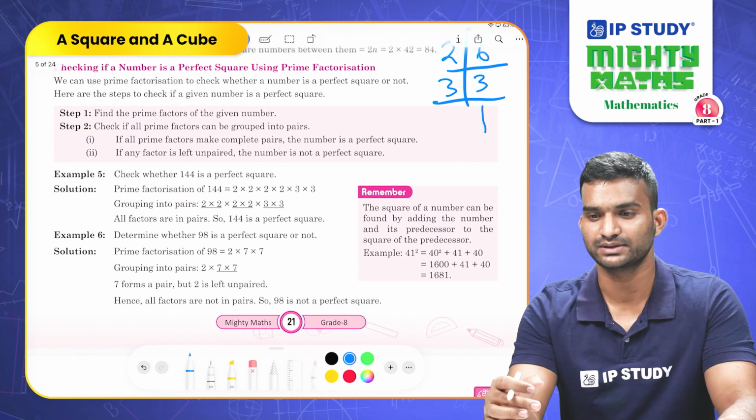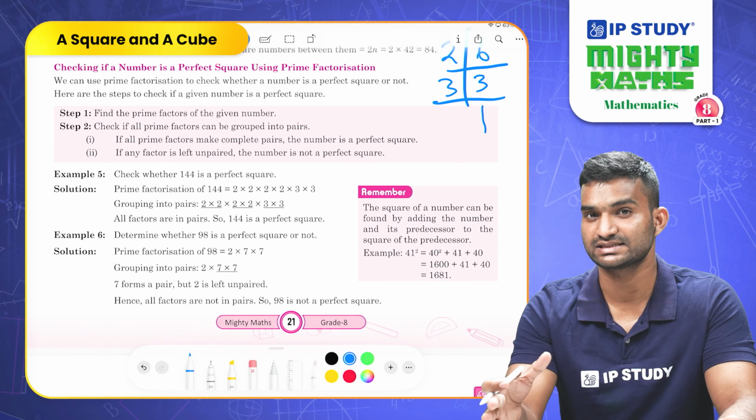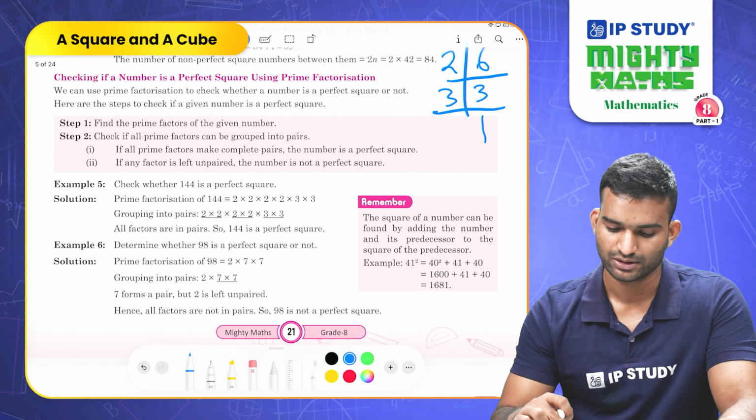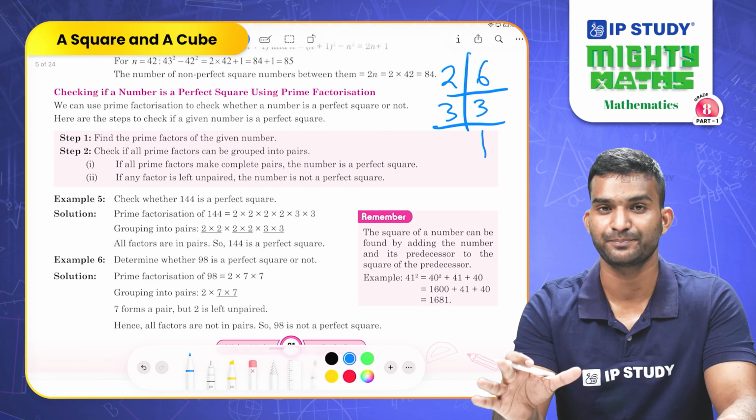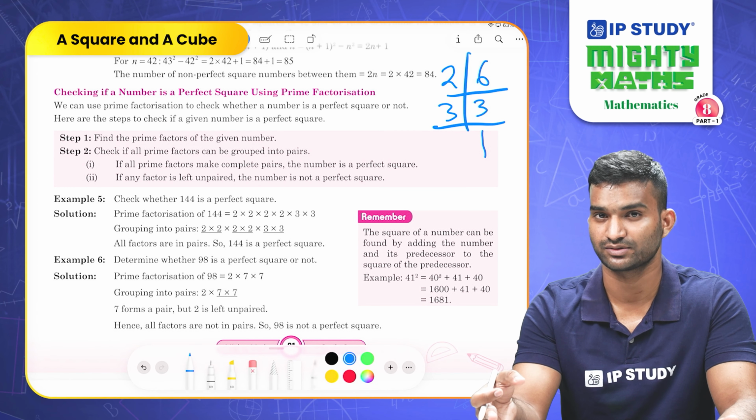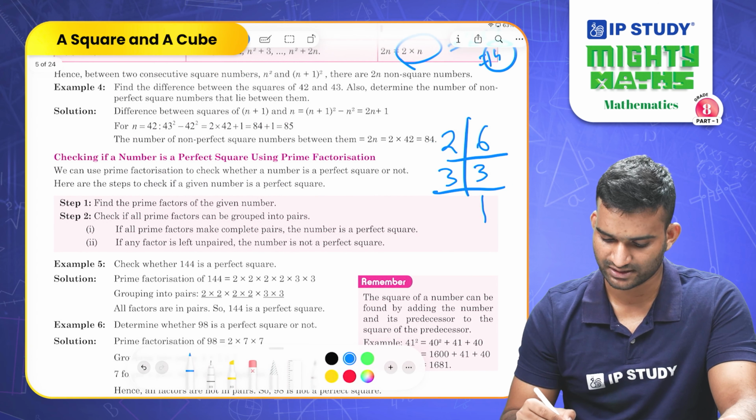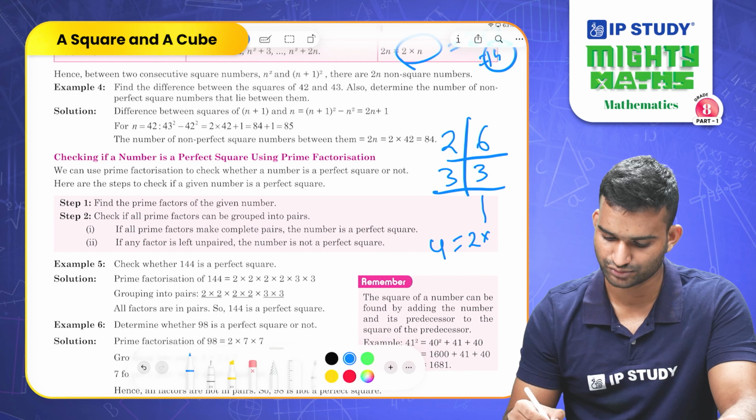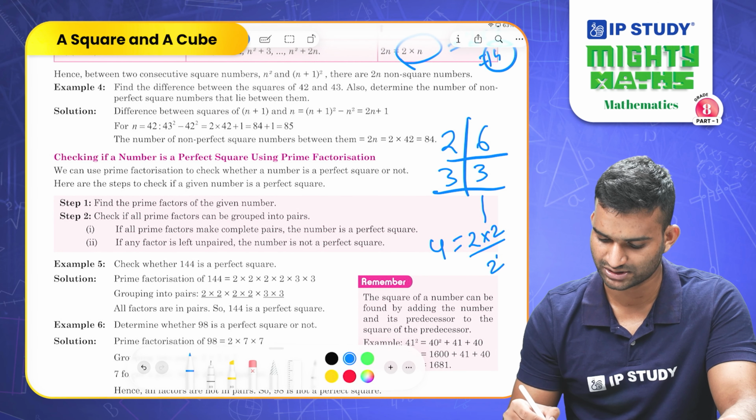Now look at the number 6. How do we say whether 6 is a perfect square or not? Whenever a number has pairs of its prime factors, that number is a perfect square. For example, 4 has 2 cross 2, that means 2 squared.